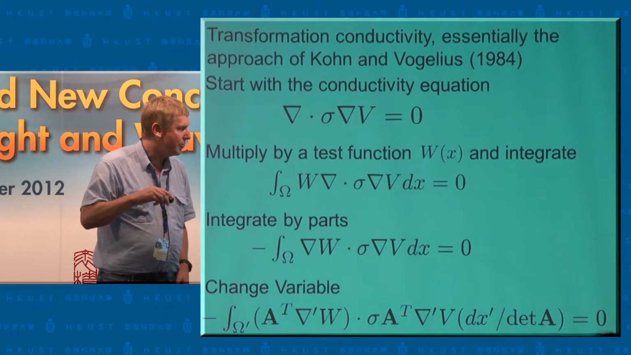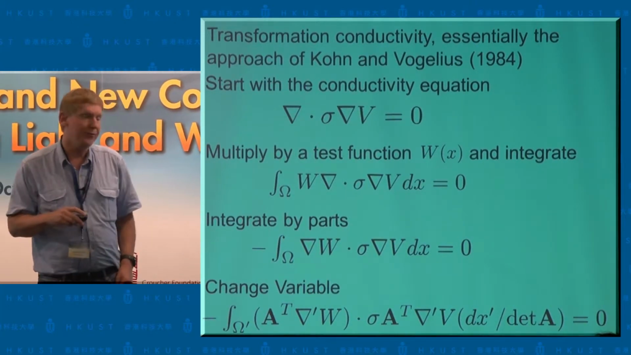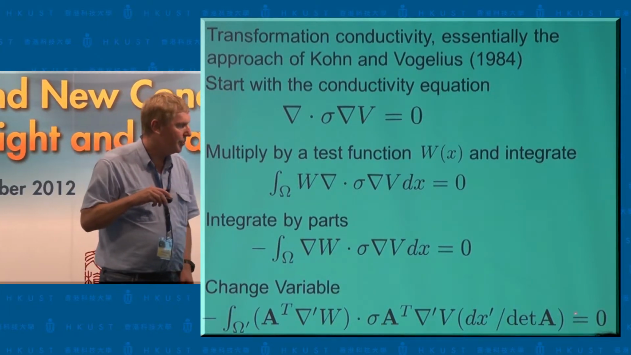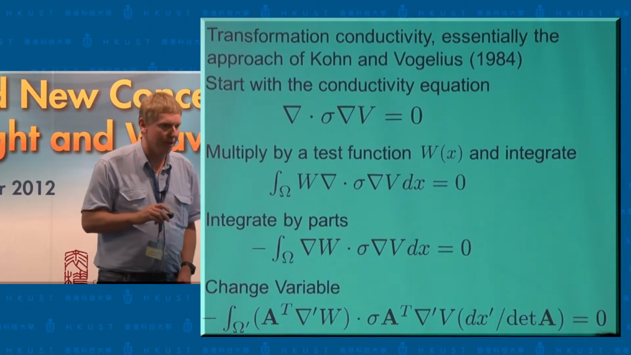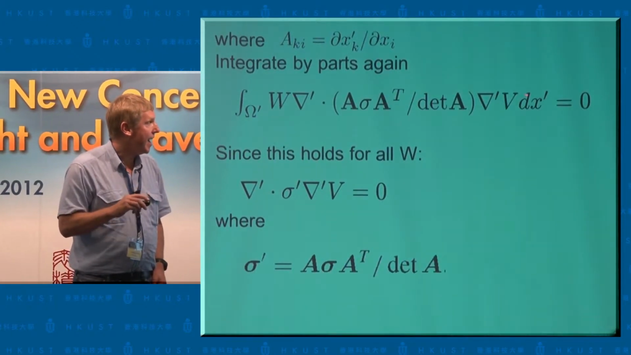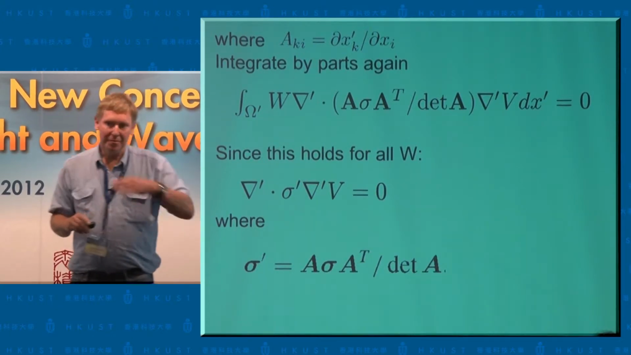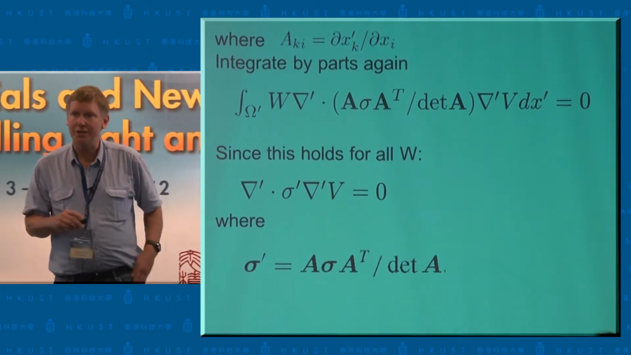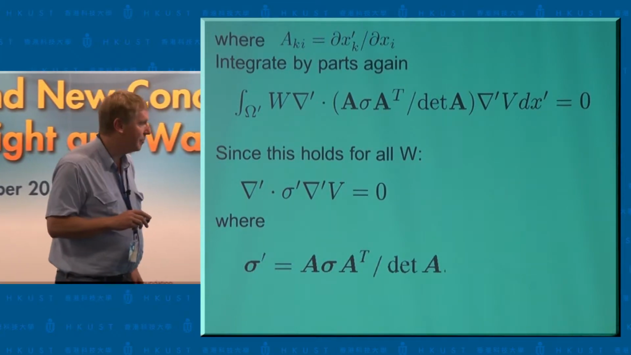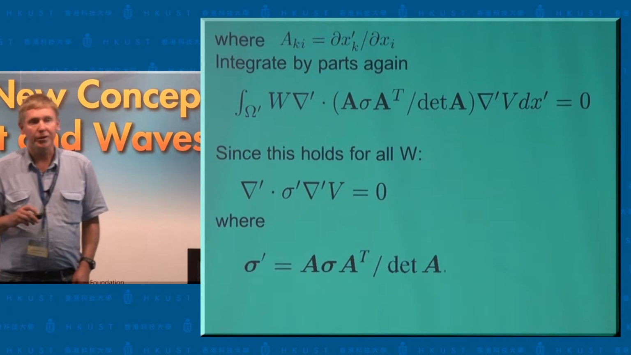Here, A is the Jacobian of the transformation, and that just enters through the chain rule. And of course, when you change variable, you also change the volume, which is why you get the factor of determinant. And then you integrate by parts again, and you arrive at the new conductivity equation with the transformed conductivity variable. And the same argument holds true for Maxwell's equations as well. So it's rather elementary to derive the transformation rules, and you don't need to go through general relativity.